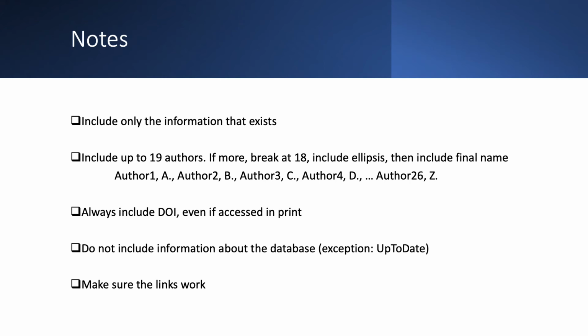The exception to that is if you use a database like UpToDate, where that is the only place that actually has that information. Most databases collect information that already exists. UpToDate really creates that on its own platform. So in that case, the URL that you would use to access it really would be an UpToDate URL as opposed to a DOI or other information. And of course, when you're linking, make sure those links are current and work.